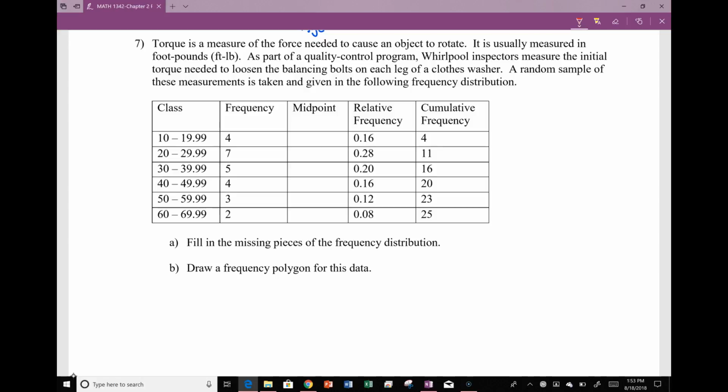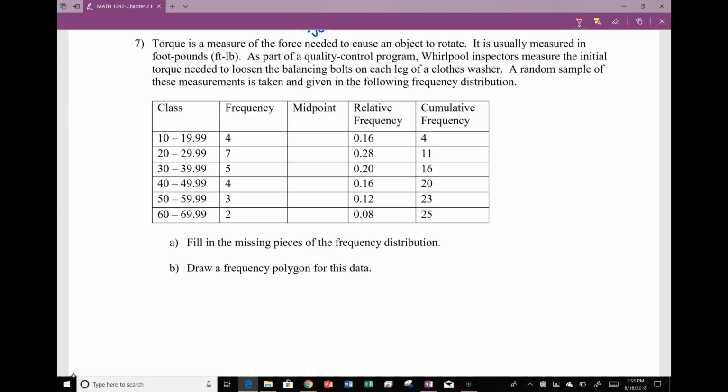As part of a quality control program, Whirlpool inspectors measure the initial torque needed to loosen the balancing bolts on each leg of a clothes washer. So how much force does it take to loosen those legs on a clothes washer? A random sample of these measurements is taken and given in the following frequency distribution.